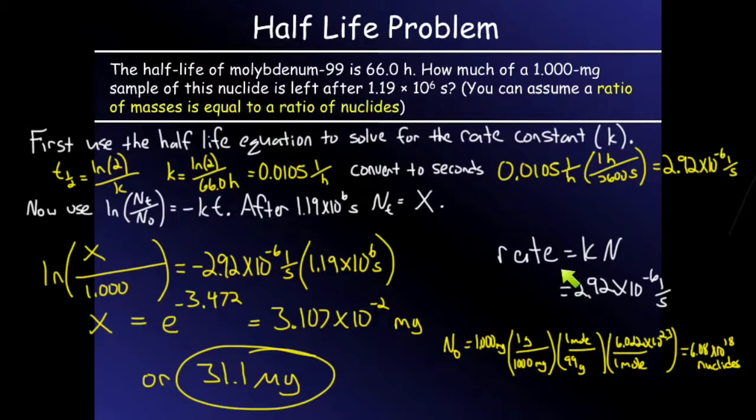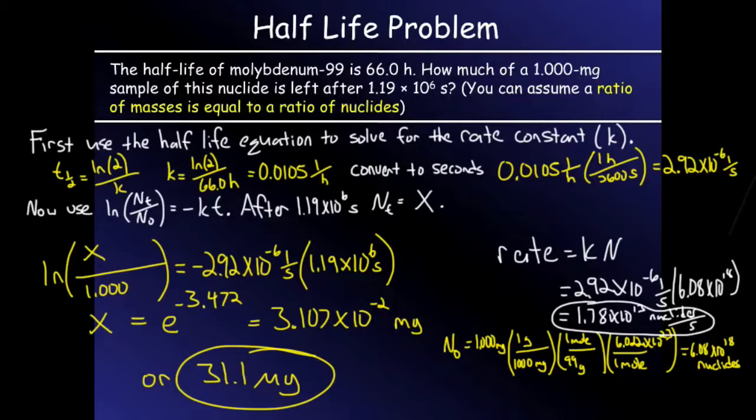The rate then will be equal to the decay constant multiplied by the number of radioactive nuclides, which, when I multiply by 2.92 times 10 to the negative 6, gives me 1.78 times 10 to the 13. So this is telling me that I have 1.78 times 10 to the 13 radioactive decays occurring every second at the initial mass of 1 milligram.